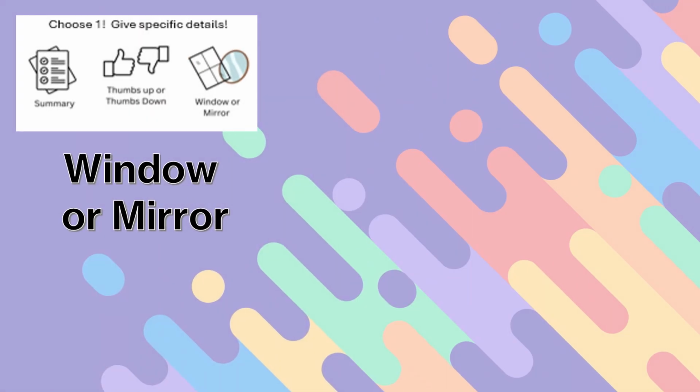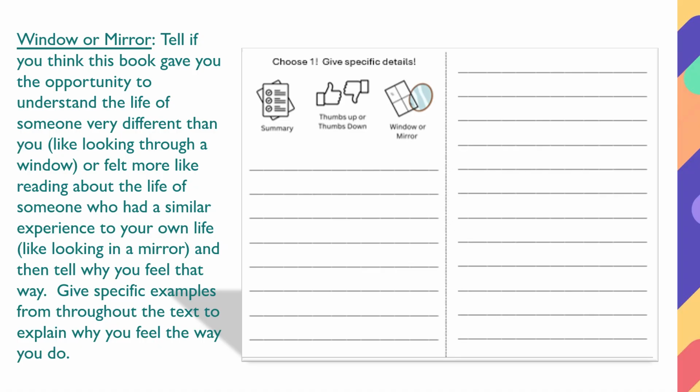And the last one is called window or mirror. So let's look at what that one means. For window or mirror, you are going to tell if you think this book gave you the opportunity to understand the life of someone very different than you. In other words, it's like looking through a window into someone else's life.